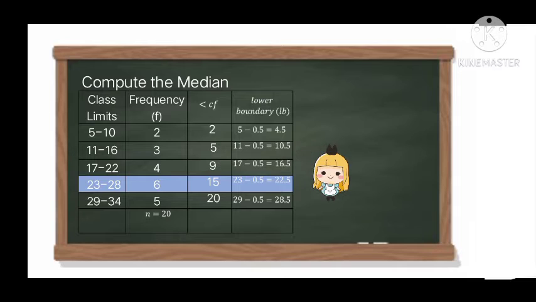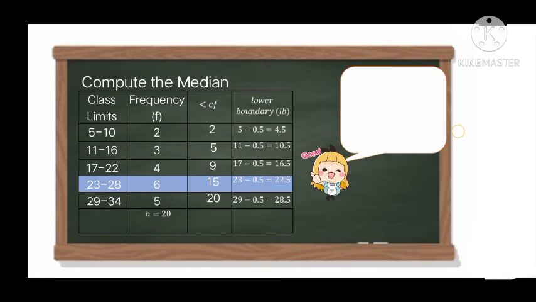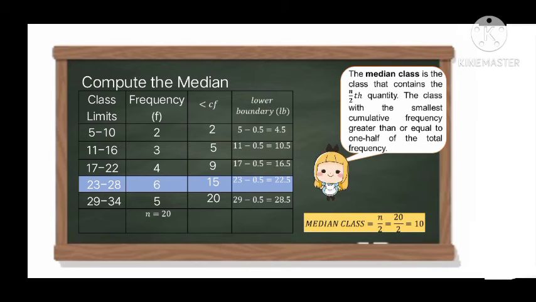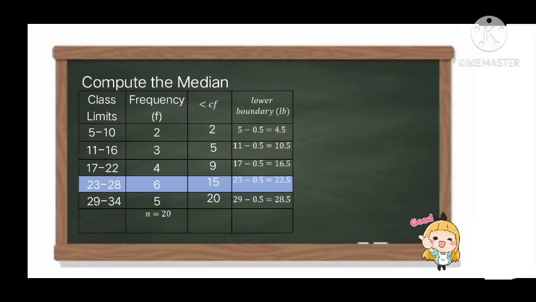Now, we're going to find the median class. The median class is the class with the smallest cumulative frequency greater than or equal to 1/2 of the total frequency. So, median class is equal to n divided by 2, is equal to 20 divided by 2, is equal to 10. So the greater number of 10 is 15. Therefore, the median class is 23 to 28.